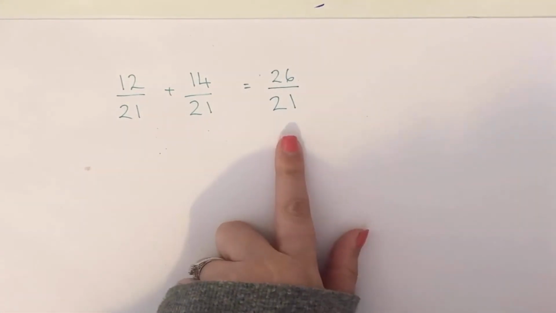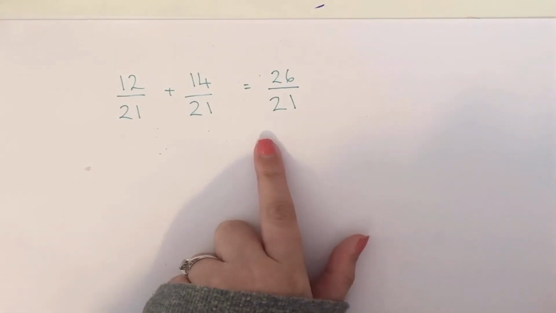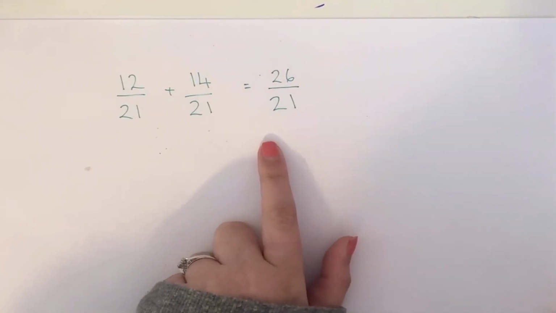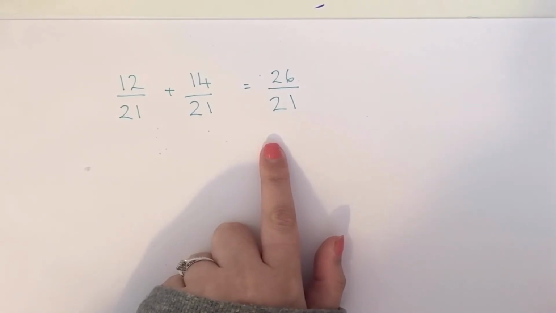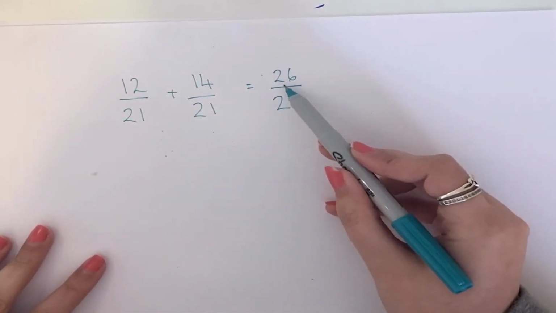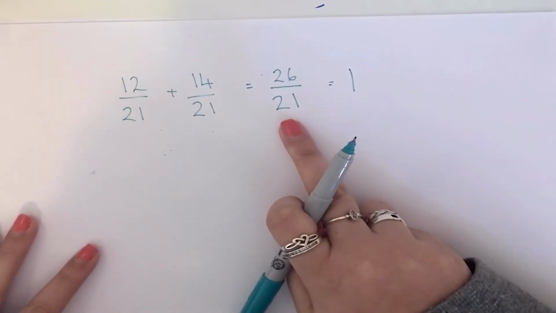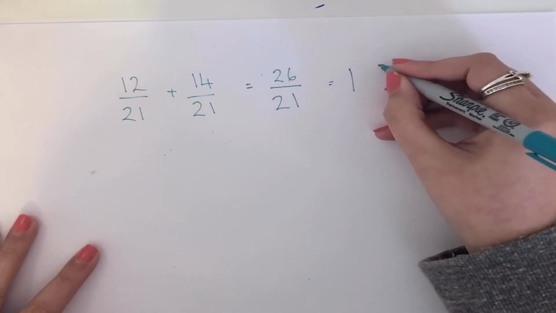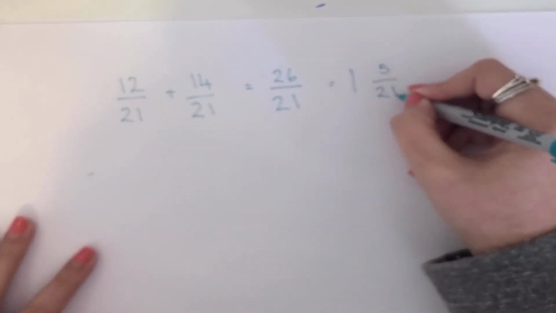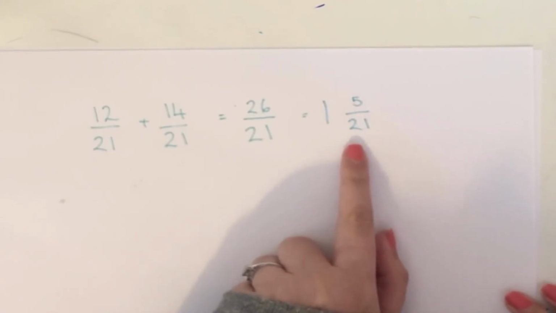Now I'm not going to leave my answer like this because this is currently an improper fraction. So although I might not be able to simplify it down, I will be able to change it into a mixed number. So I know that out of 26 I can get one whole lot of 21s and I will have 5 out of 21 left over. So my final answer will be 1 and 5 21s.